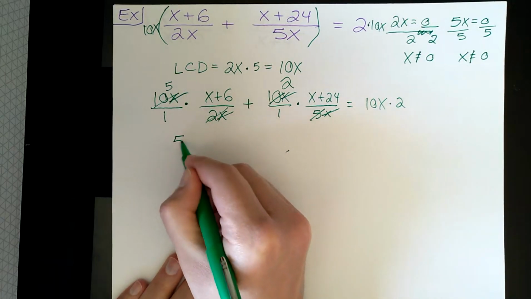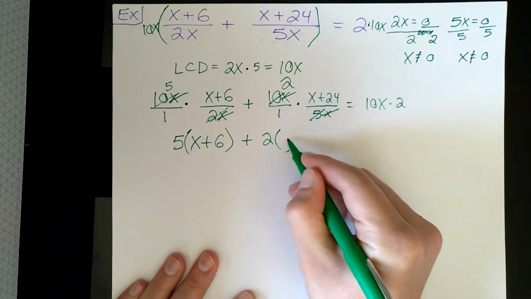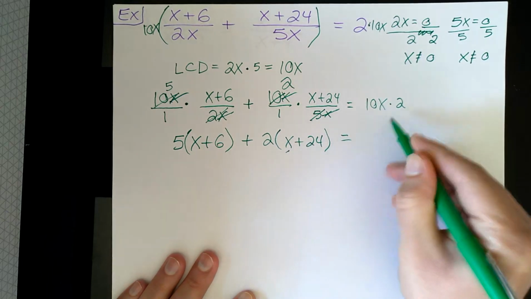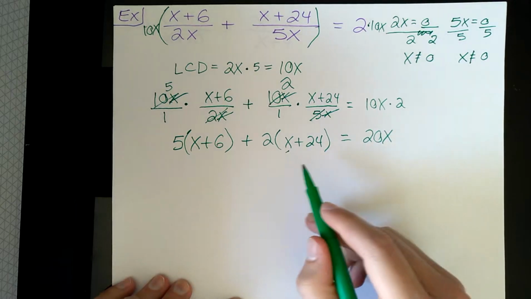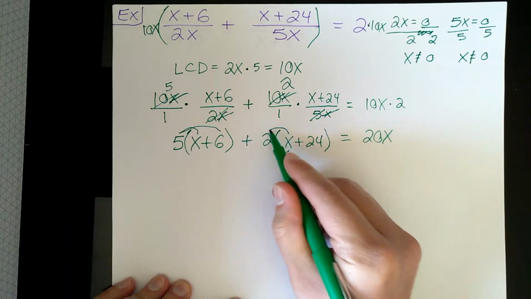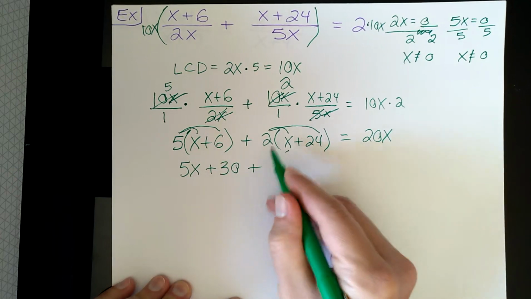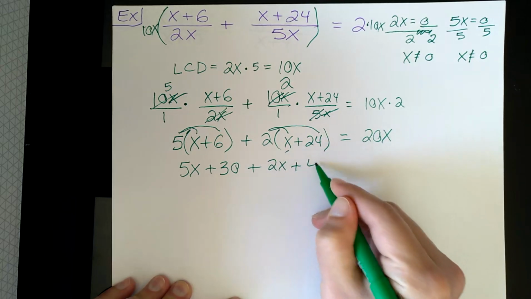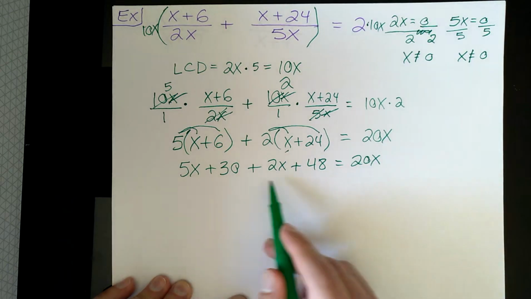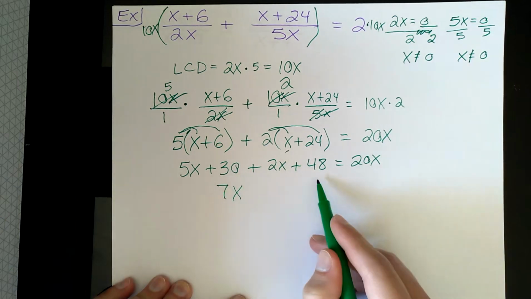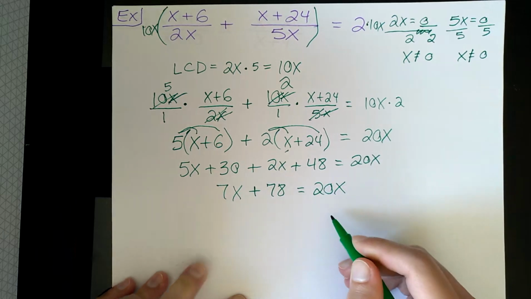So we have to solve 5 times x plus 6 plus 2 times x plus 24 equals 10x times 2 is 20x. And now it's just a matter of solving a standard equation. We're going to distribute the 5 and distribute the 2, which gives us 5x plus 30 plus 2x plus 48 equals 20x. Combining our like terms together, 5x plus 2x gives us 7x. 30 plus 48 gives us plus 78. And that's equal to 20x.